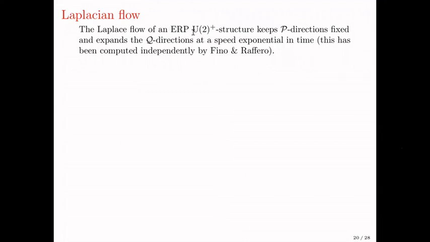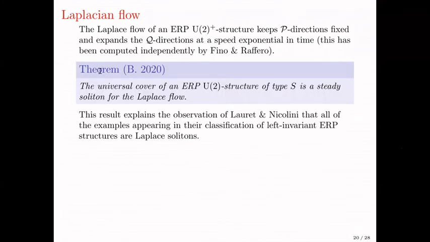Once you have the U2 plus structure, the Laplacian of the 3-form is exactly d tau. So d tau takes a very special form, so it's not too hard to do this computation. Takes a little bit of work. Now, because the Q directions expand at speed exponential in time and the P directions stay fixed, if the Q directions are flat, you somehow expect that you can rescale them using a vector field. And so this maybe makes the following theorem a little bit unsurprising.